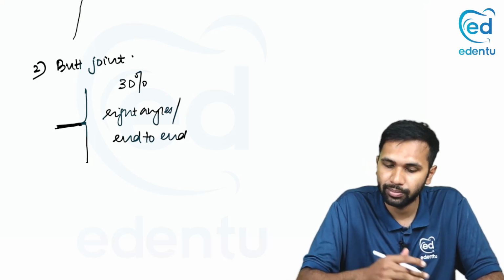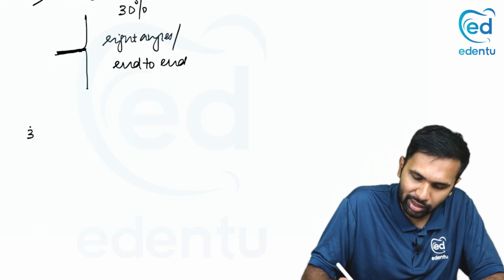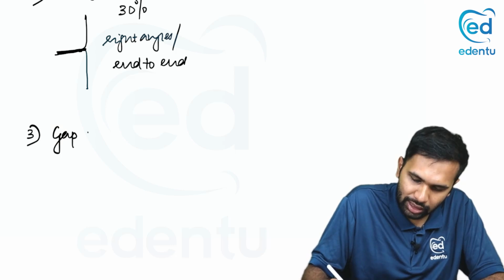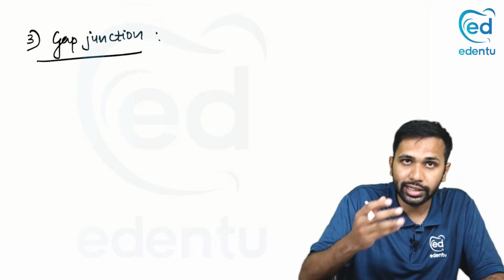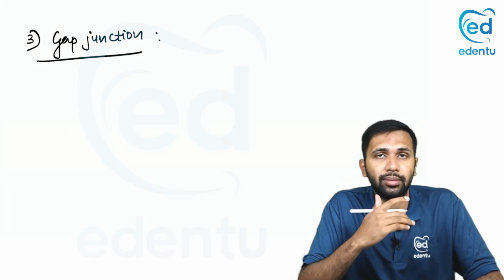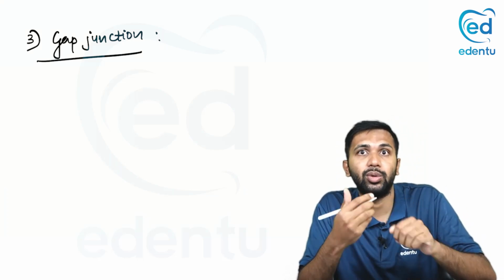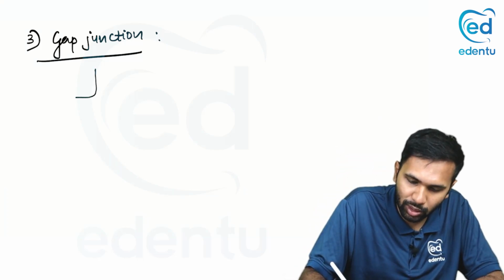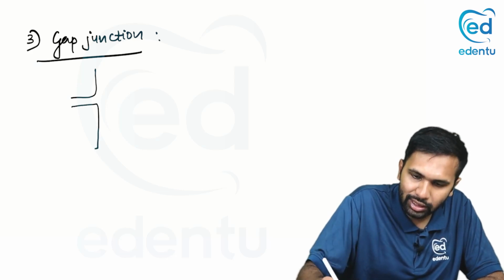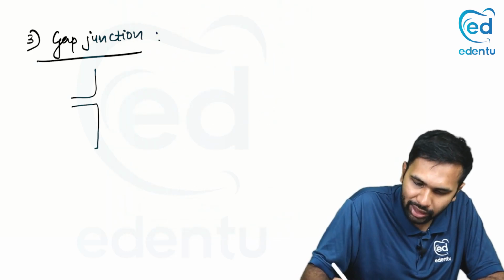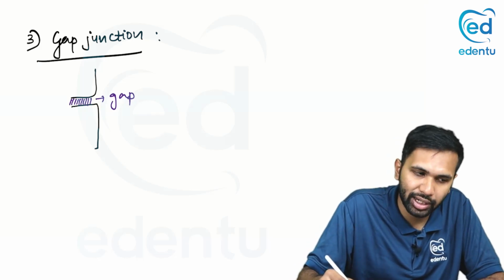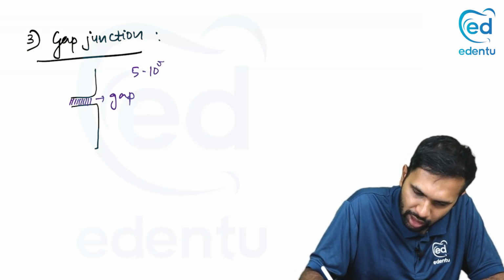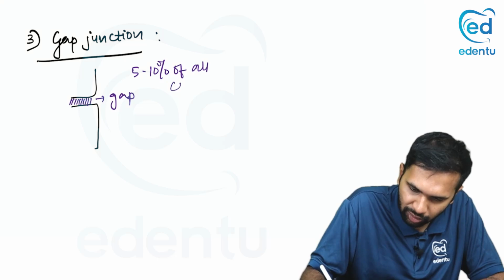It is the butt joint. The third type of cemento-enamel junction is your gap junction. Gap junction meaning there is a gap between the enamel and cementum, somewhat like this. And it is found, fortunately, in the least variety. That is, it accounts for 5 to 10% of all CEJs.